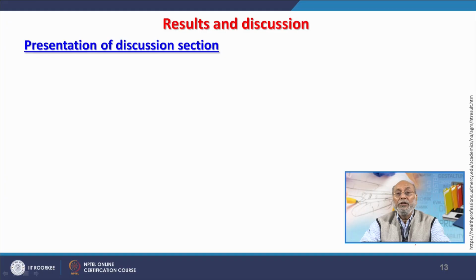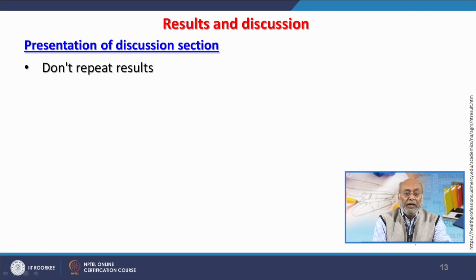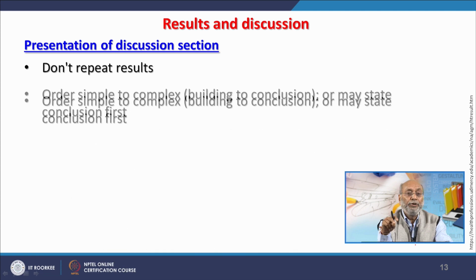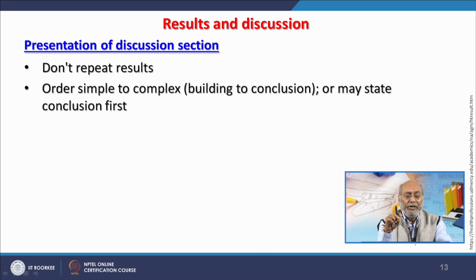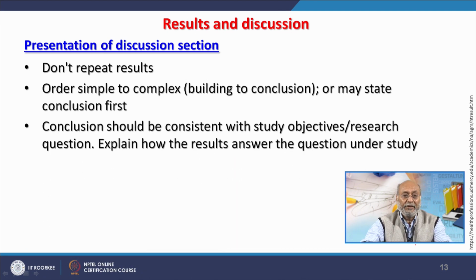So, now we come to the discussion section, and this is how the discussion section should be presented in your write up. Again the same thing, do not repeat results. Now, we are discussing results and discussion as separate sections, and therefore, there is no need to repeat the results. Initially start with a very simple discussion and go to a little more complex one. So, it has to be building to the conclusion, because after discussion the next section will be the conclusion, which we will discuss in the next lecture.